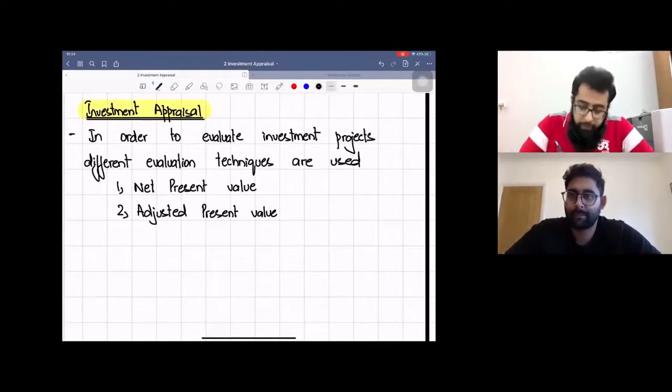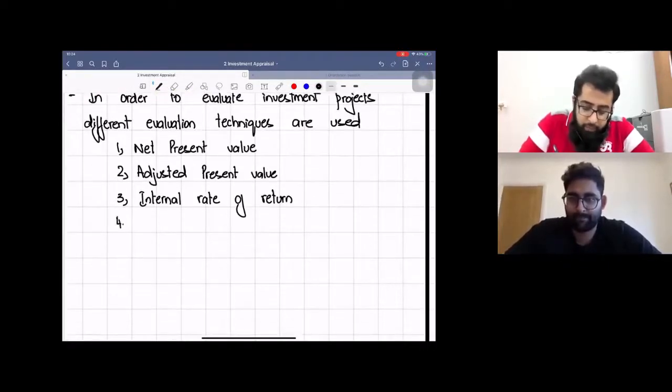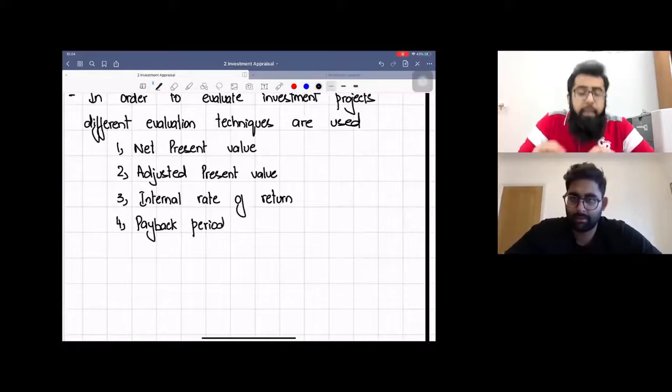Okay. The third technique is IRR, internal rate of return. That was a very easy technique. IRR technique, a simple formula. Okay. Then one technique is payback period. And you'll go through each one quickly, won't you? Yeah, we will go through each technique. We will discuss the questions on them.